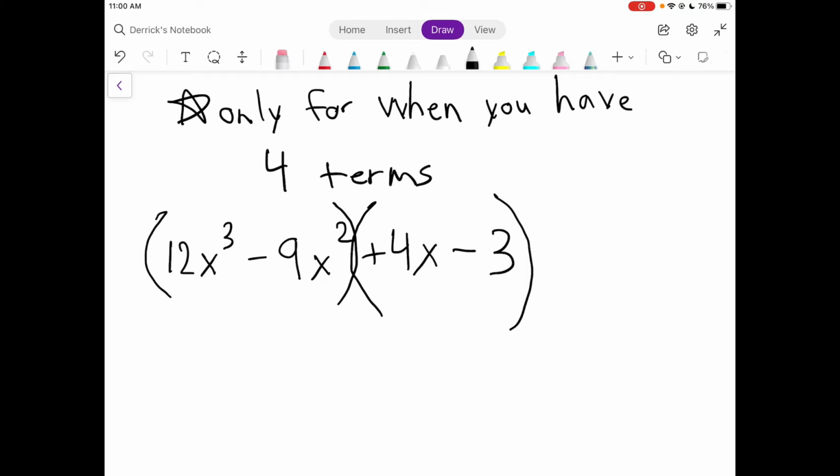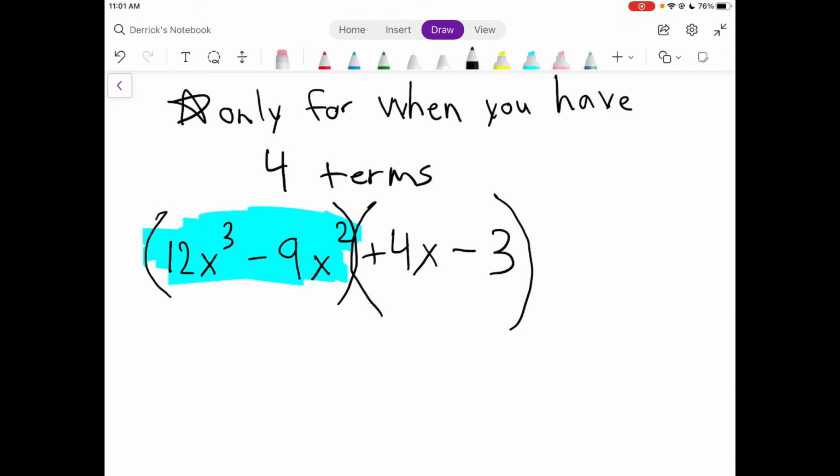Now that I've done that, what I'm going to do is basically just GCF factoring, but with each group separately. Meaning right now I'm going to ignore the 4x minus 3, and I am only looking at the 12x to the third minus 9x squared. So I would ask myself, what do 12x to the third and negative 9x squared have in common? What is a common factor that I could divide both of these by? 12 and negative 9 can both divide by 3. X to the third and x squared can both divide by x squared.